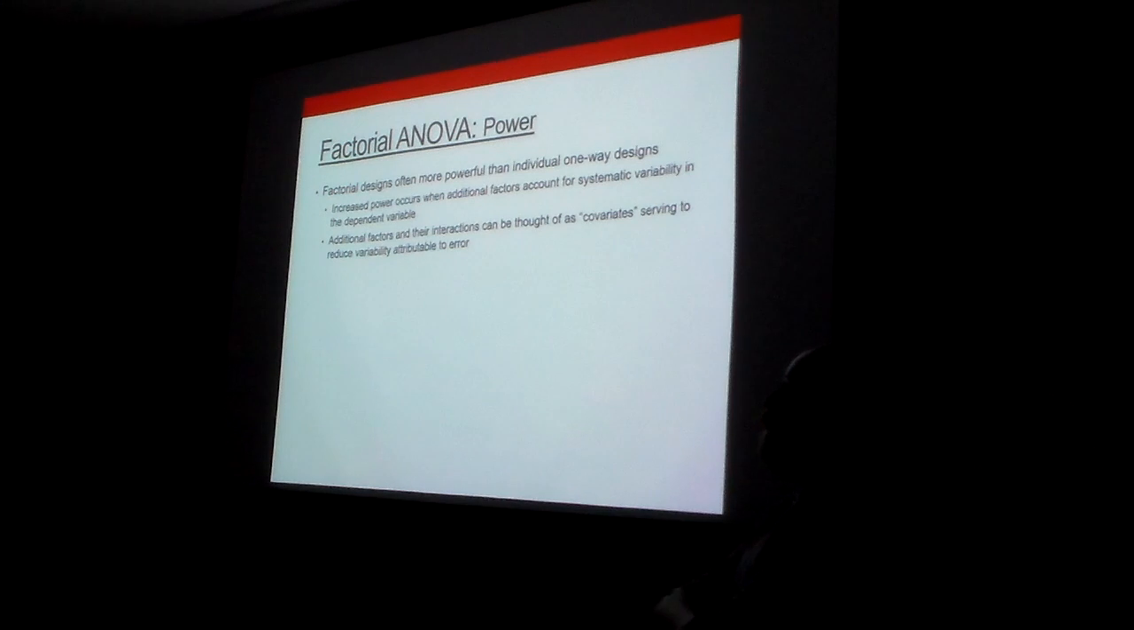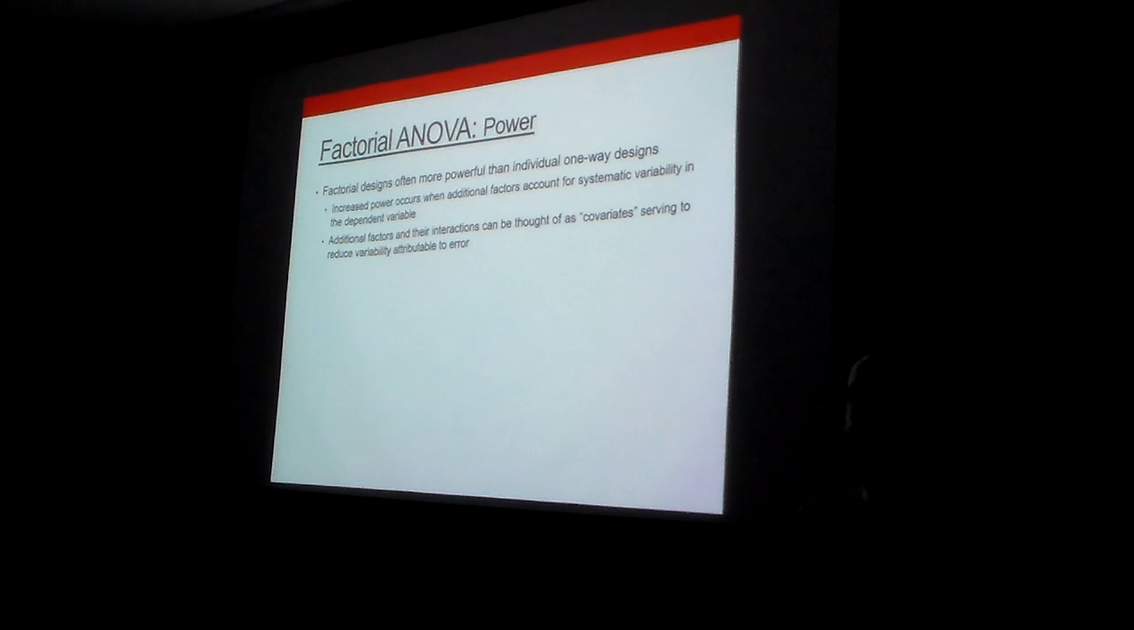Okay. One of the things we want to think about in terms of our factorial models is power. Our factorial design is often more powerful than our one-way designs. Okay. And the reason for this is as we start to account for other factors, other things in our model that may be predictive of our outcome, we start to account for more systematic variability in our analysis, right?